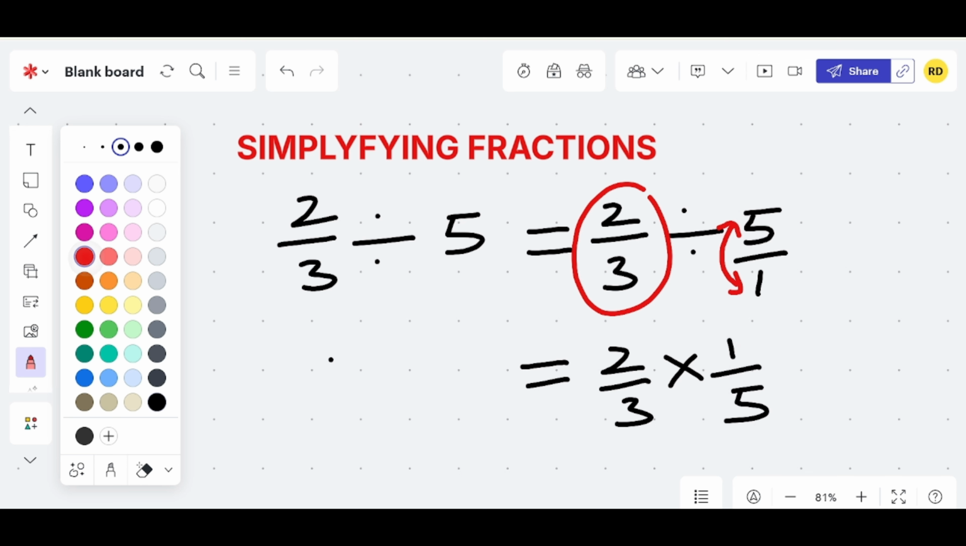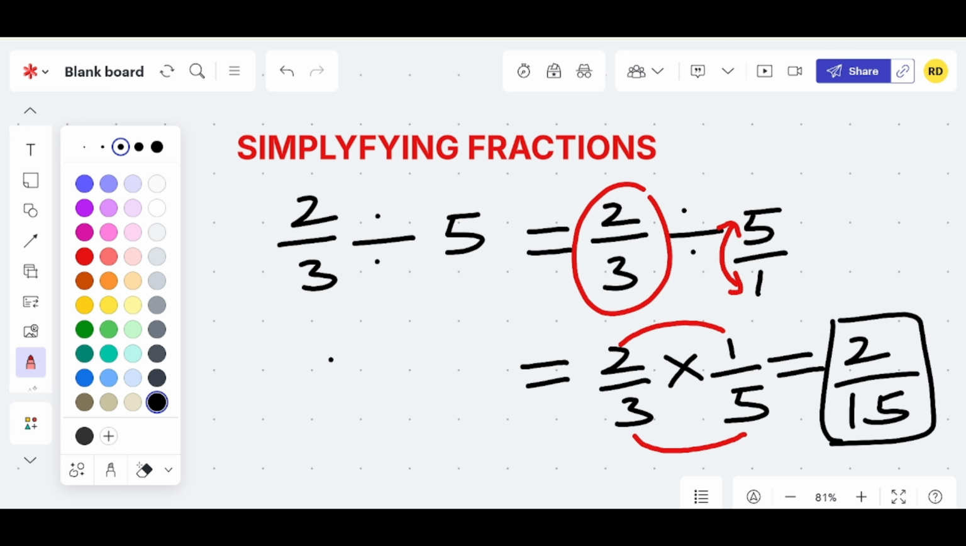You all know how to multiply the fractions. You multiply the numerator by the numerator and denominator by the denominator. So which would be 2 times 1 is 2 and then 3 times 5 is 15. So the answer is 2 over 15, right? Whenever you divide fractions, you always have to change the division symbol into multiplication, but you need to flip the second fraction. That's more important.